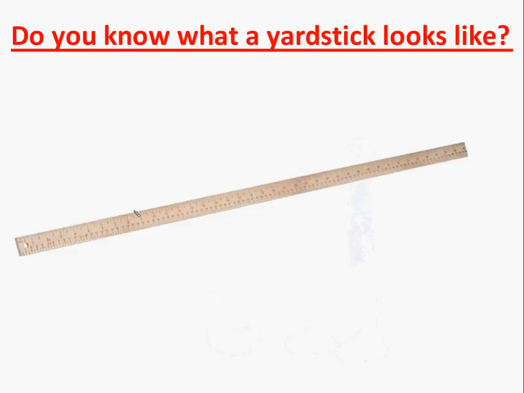And a yardstick is 3 feet long. It looks like this. It's 36 inches. It's good for measuring things that are within 1 or 2 yards or less. And a ruler is like this, except it's 1 foot instead of 3 feet long.